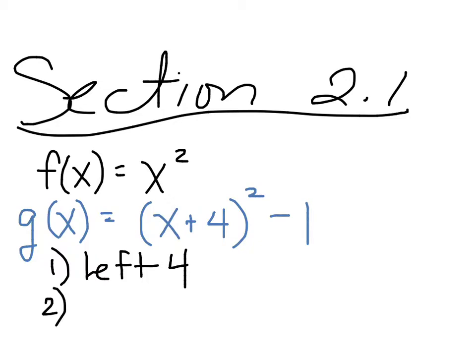Teague, what's the other one? Down 1. How'd you know? It's on the outside of the parentheses. Okay, so I got those two pieces. Was there anything else that we missed, or is that it?